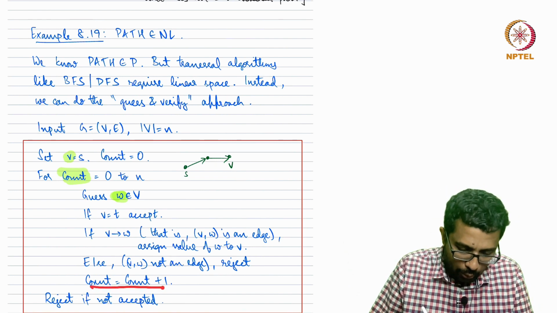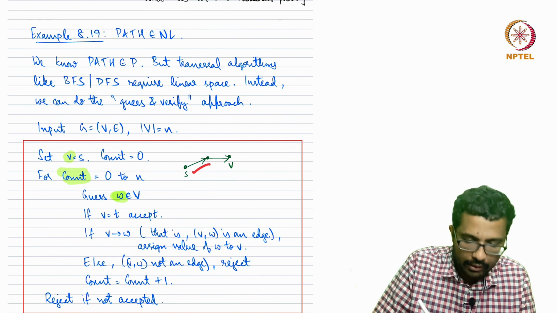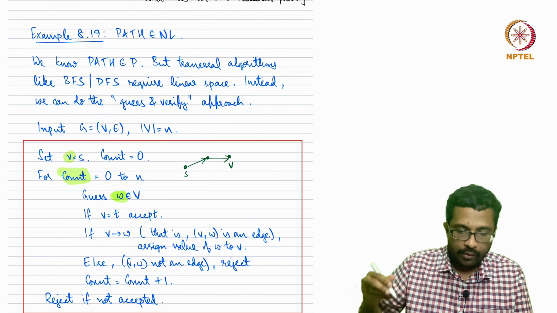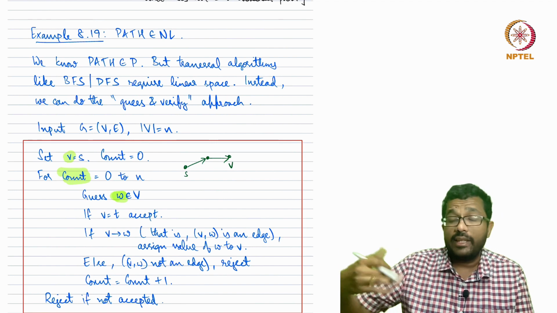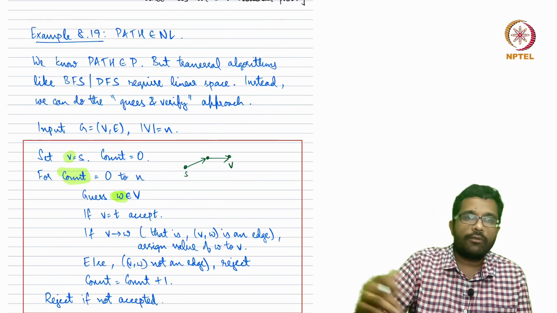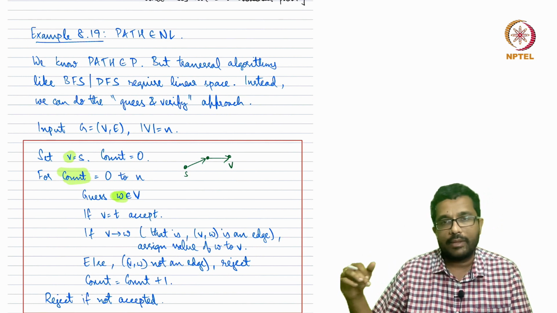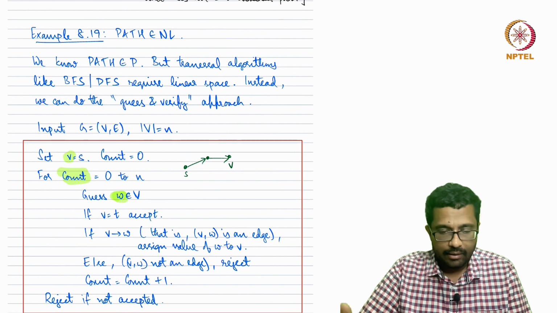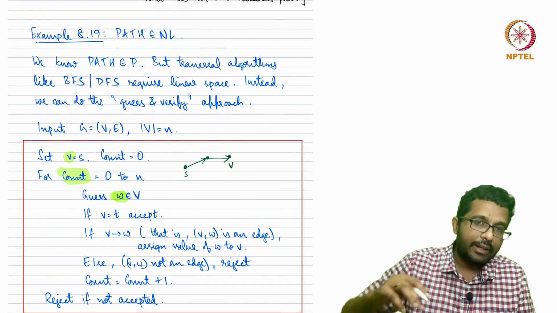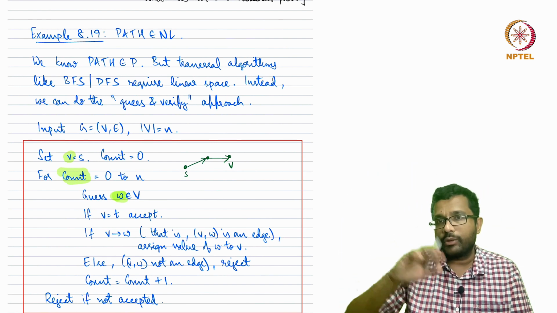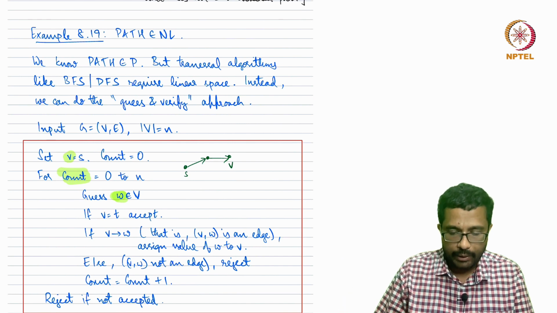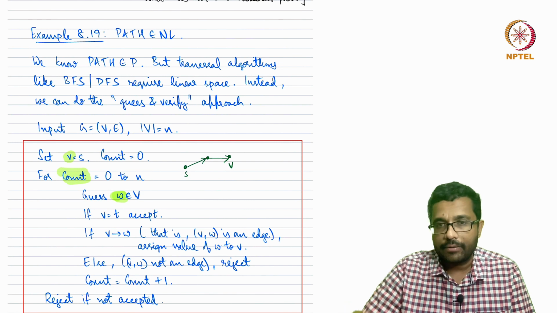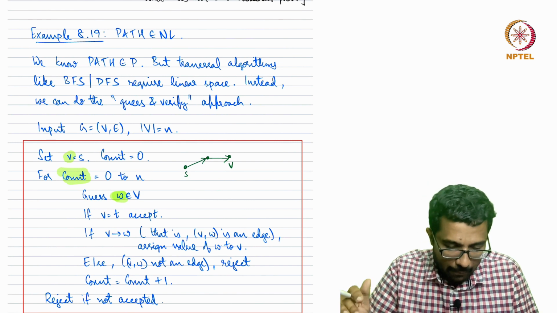So the count will be 2 at this point, because first we guessed one W which worked, and then we guessed the second W, it worked. So the count keeps track of how many guesses we made. It also keeps track of how far away we are from the start vertex, in terms of number of steps taken. It may not be equal to the distance, because we might have taken a circuitous route to come to V, but it is the number of steps taken.